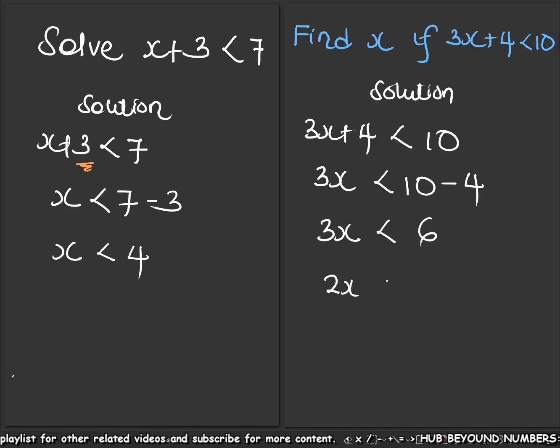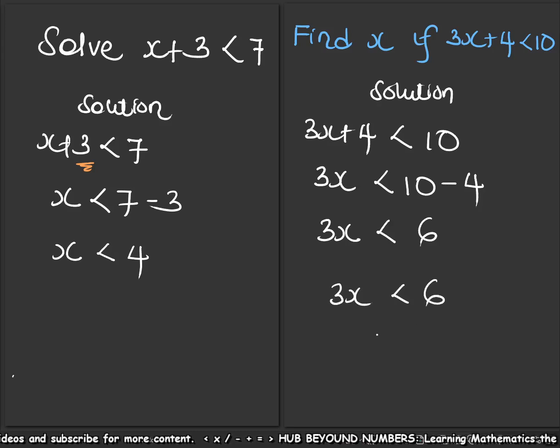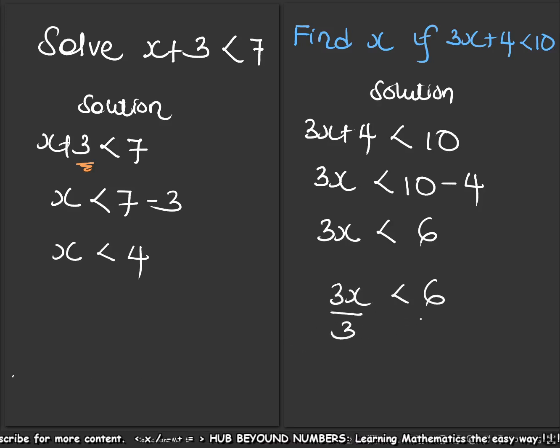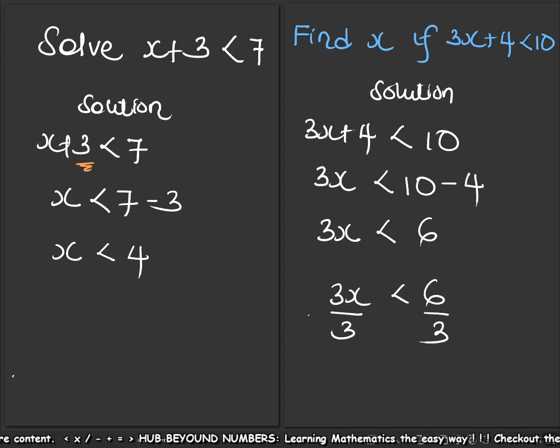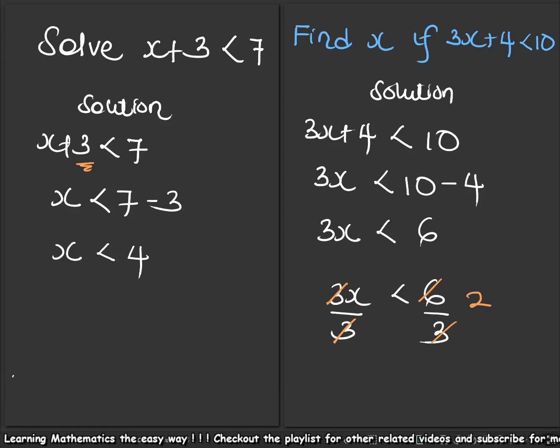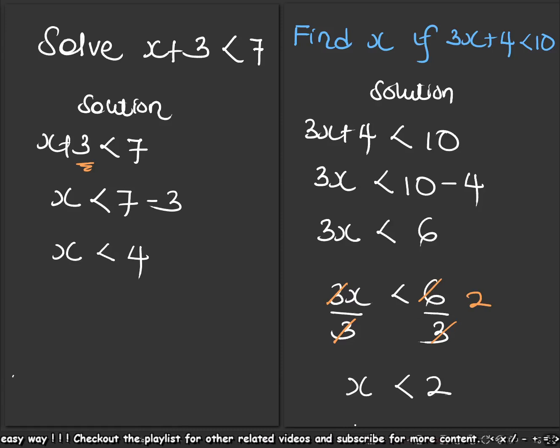At this point, we want to divide both sides by 3, just as we did in equations. The 3 divides our 6 to give us 2. Hence, x is less than 2, and that is our solution to the inequality. Now, these two examples are very, very simple.